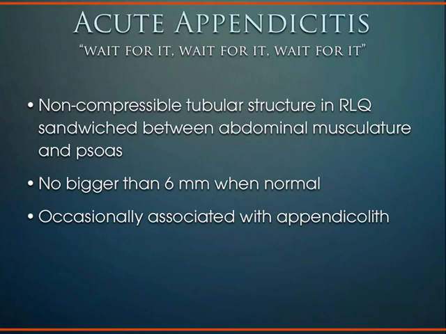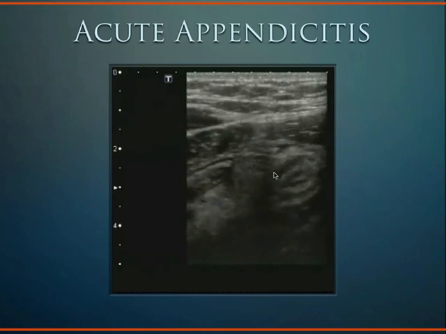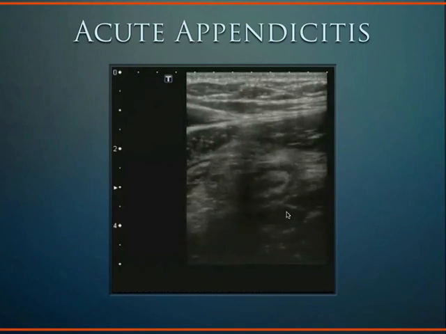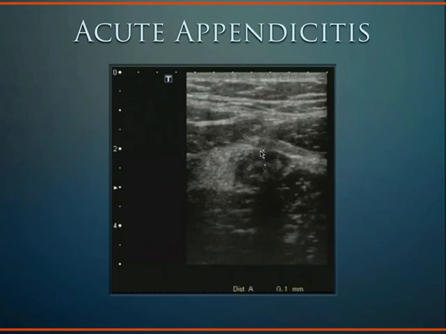We're compressing that abdominal wall musculature all the way down to psoas, and sometimes, as you'll see in some of these examples, you can have an appendicolith. This is appendicitis here. We see the psoas muscle down here, abdominal wall musculature here, and when we compress, that appendix gets wedged between psoas and abdominal wall musculature. This one is 9.7 millimeters. Greater than 6 millimeters, boom, appendicitis.